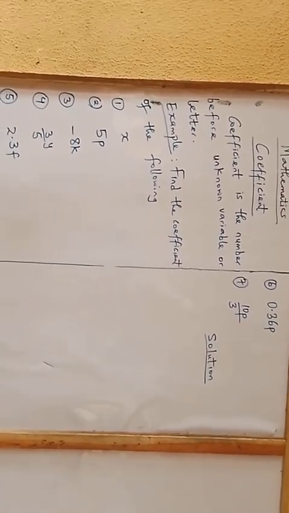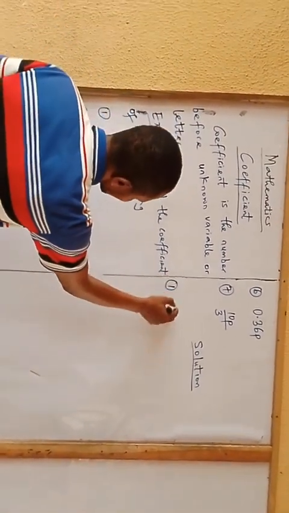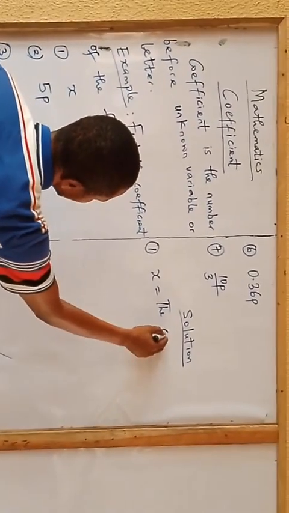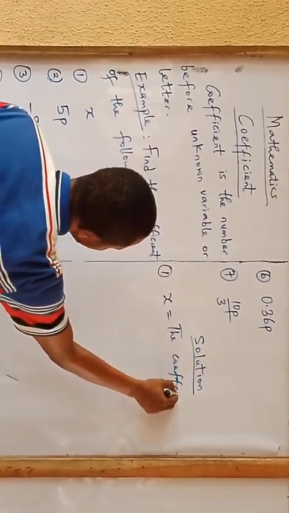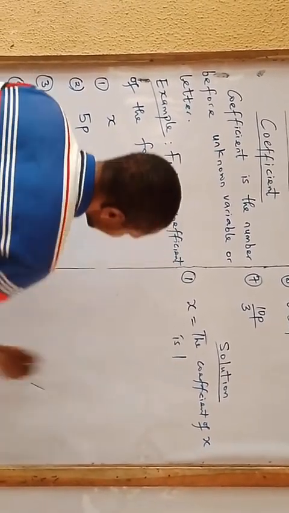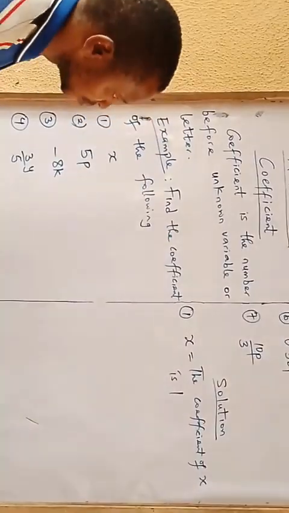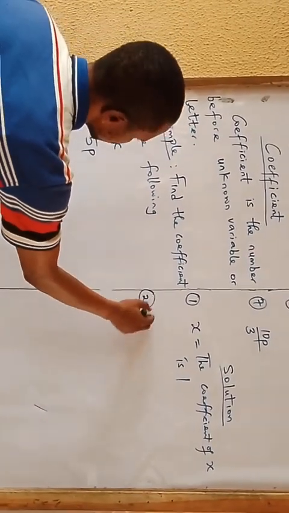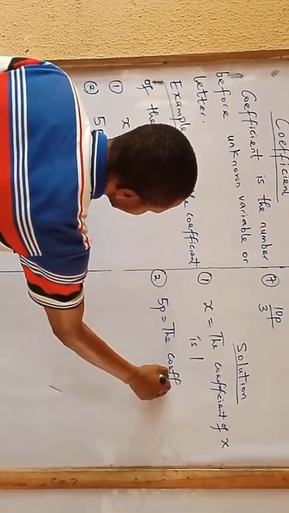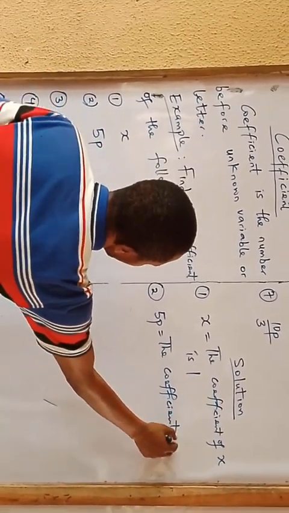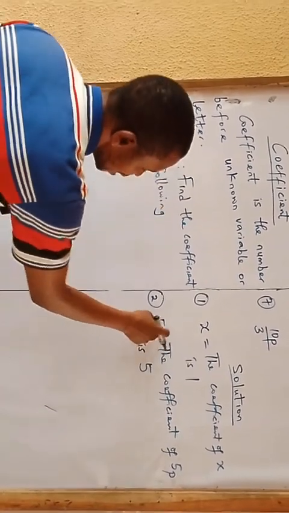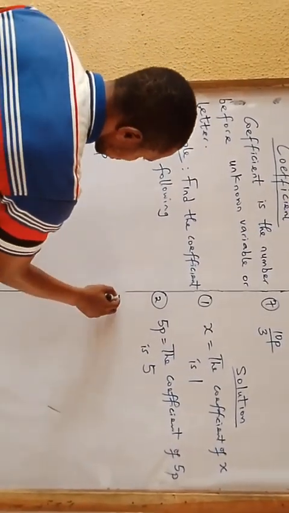In question 1, we have x. The coefficient of x here is 1. Then number 2, we have 5p. The coefficient of 5p is 5, the number in its front.